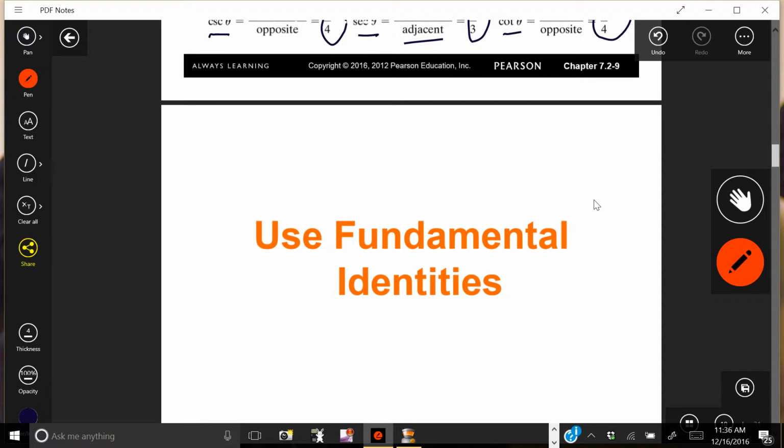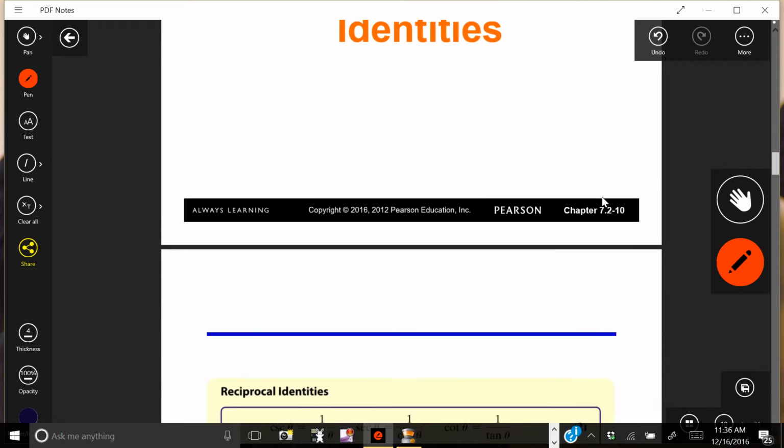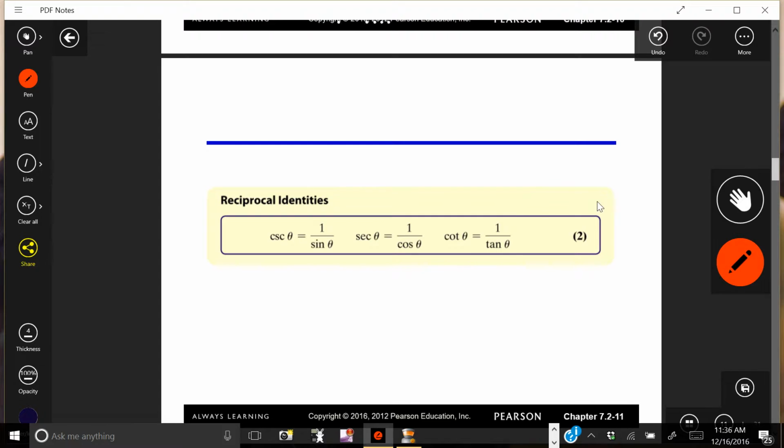Now we're going to look at using some fundamental identities. We've already said that, first of all, we've got the reciprocal identities. And remember that the cosecant of theta is 1 over the sine. The secant of theta is 1 over cosine. And the cotangent of theta is 1 over the tangent.